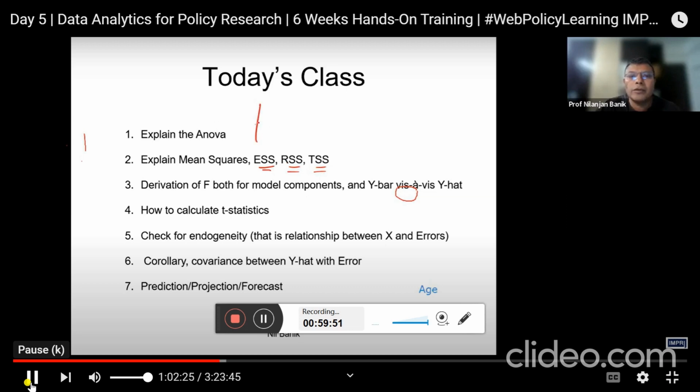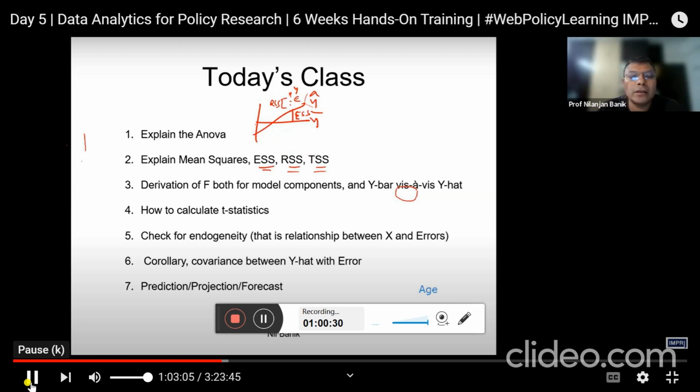Again, just to refresh our memory, if this is my y bar, this is my y hat, this is the actual Y. So this up to this is RSS. This is ESS, the explained sum of square. RSS is something you cannot explain in spite of estimating Y hat. So that is my error. And if I add ESS with RSS, I get what is called the total sum of square.